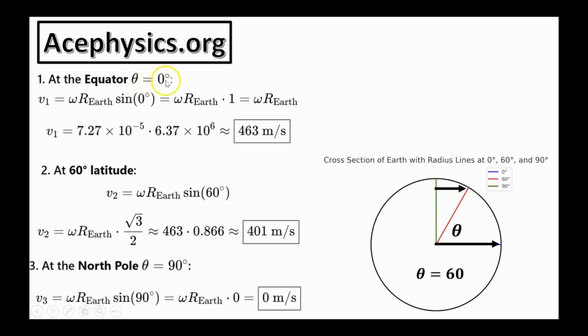At the equator, theta equals 0, v equals omega r. The angular velocity of the Earth times the radius of the Earth equals 463 meters per second. At 60 degrees, the r is smaller. The r is equal to the radius of the Earth times sine of 60, and that gives a velocity of 401 meters per second. And at the North Pole, the velocity is 0 because the radius is 0.